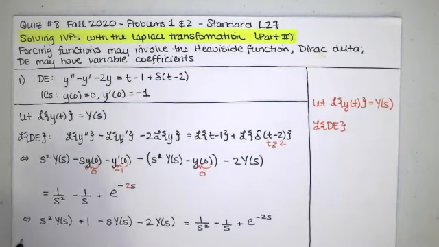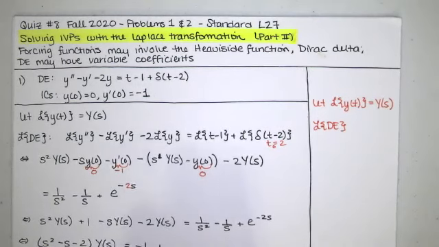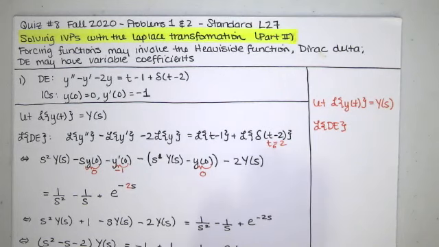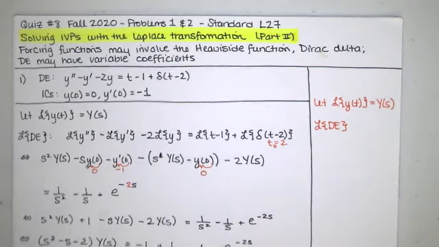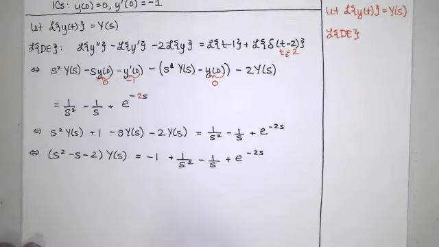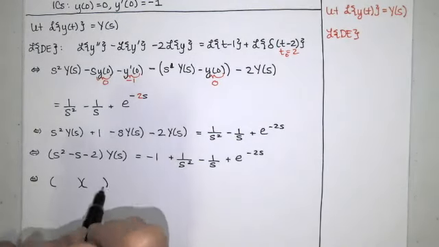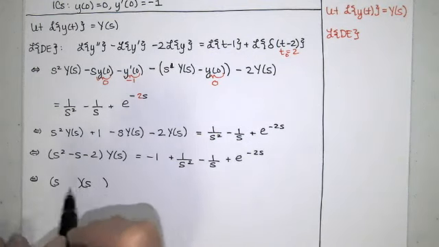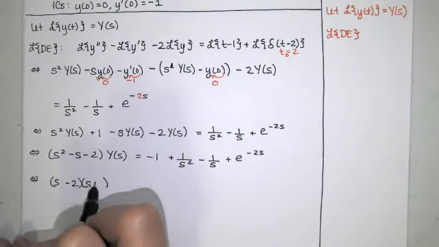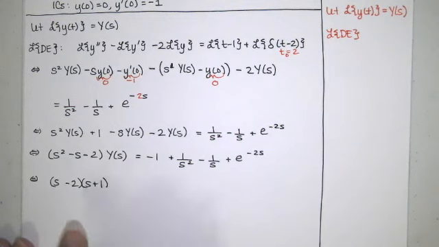And if we add or subtract 1 from both sides and factor out the Y of s over here, we have this. And s squared minus s minus 2 factors. Need two numbers that multiply to give me -2 that add to -1: -2 and +1 will work.